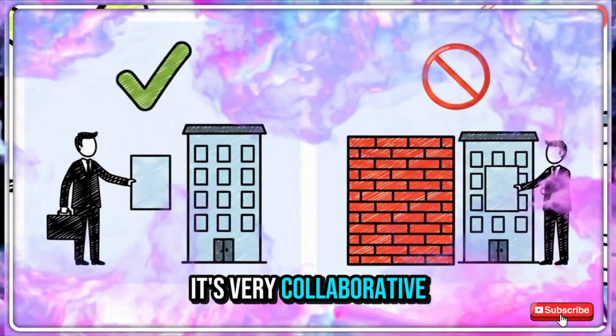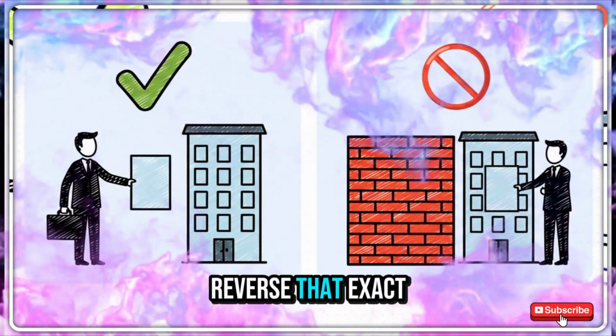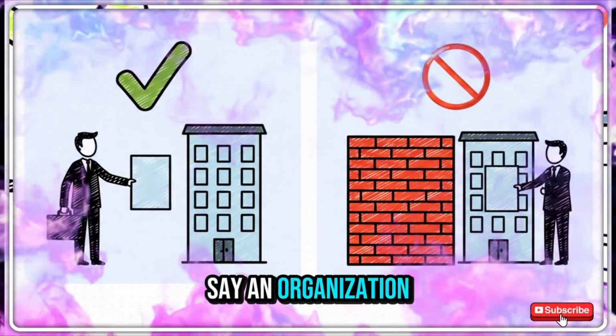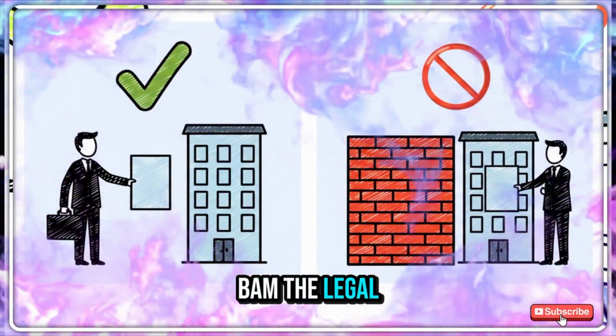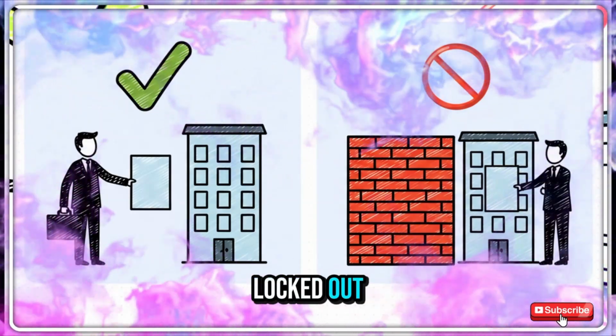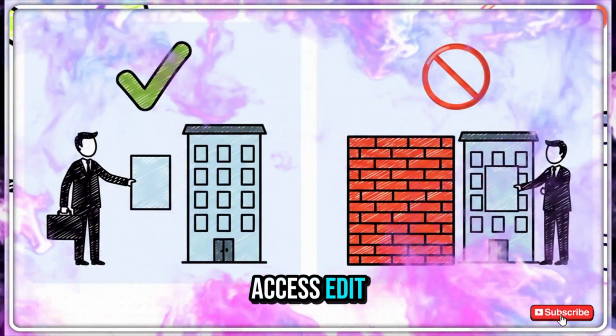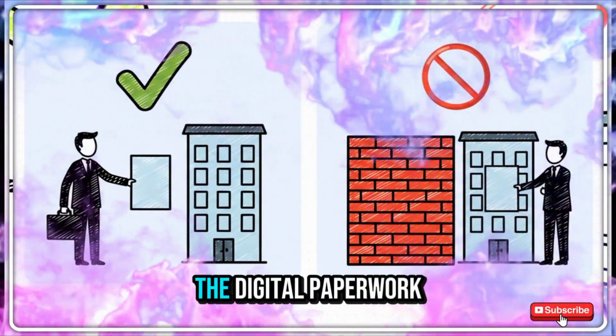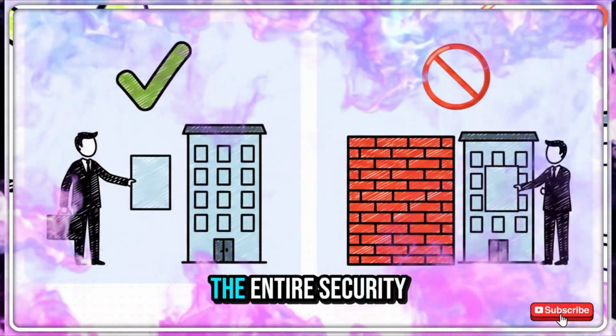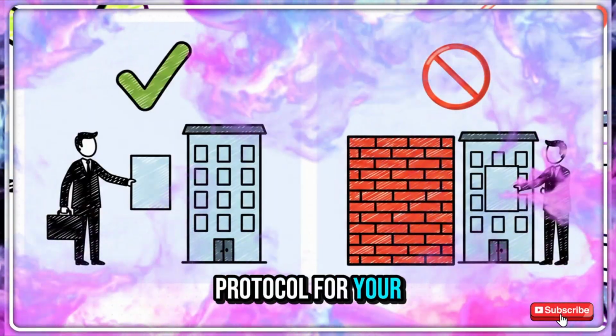It's very collaborative. But if you reverse that exact same sequence, say an organization administrator starts that very same draft, bam, the legal representative is completely locked out. The lawyer cannot access, edit, or even view that draft. The mere sequence of who starts the digital paperwork literally dictates the entire security protocol for your submission.